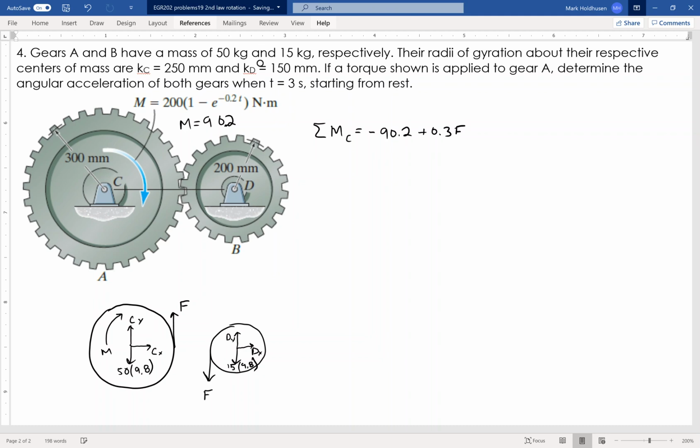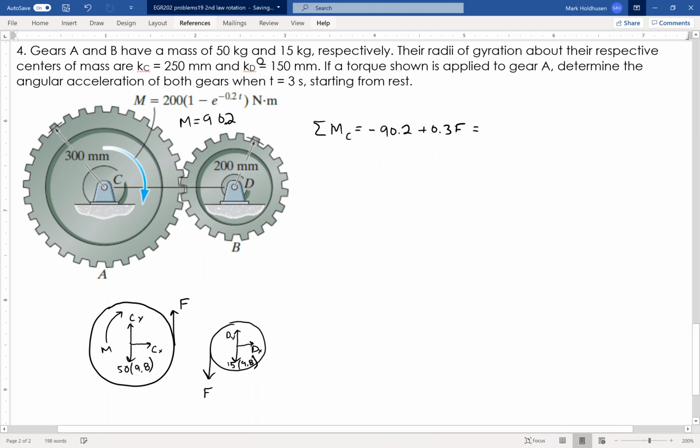And what this is going to equal is I, which is the mass of 50 times the radius of gyration of 0.25 squared, times alpha C. Now this time, I'm just going to say, okay, I don't know what direction alpha's in. It's going to be negative, but I'm just going to leave it and assume positive. I'm going to stick with it, and that'll make more sense when we get to the relationship between the two.